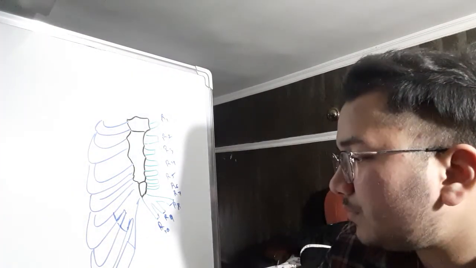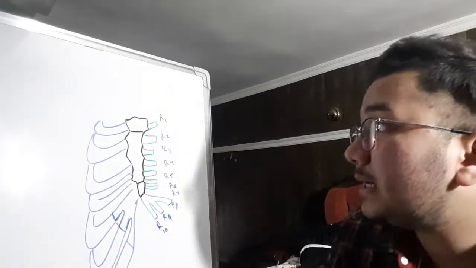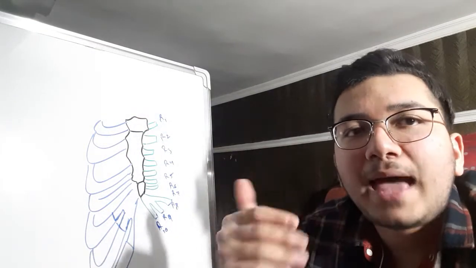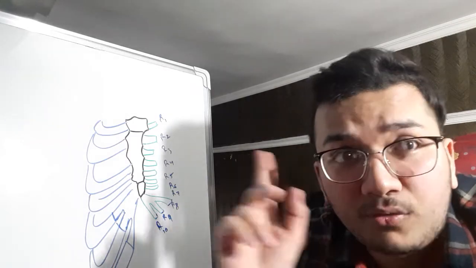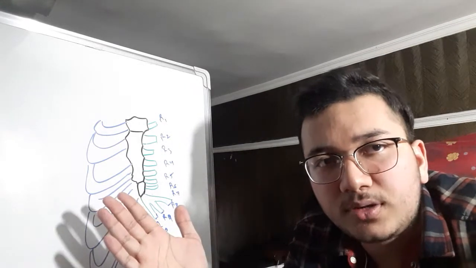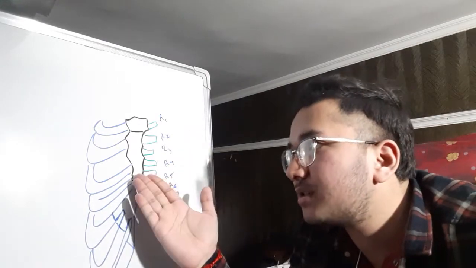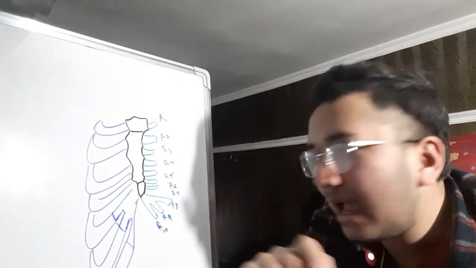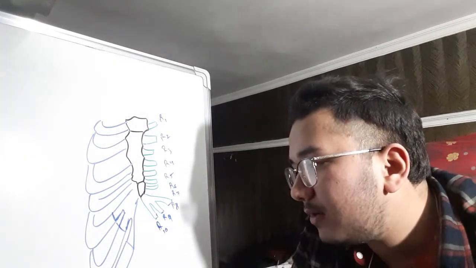Okay, so let's continue. We have 12 pairs of ribs. Rib 1 to rib 10 are joined with the cartilage, and the cartilage is further joined with the sternum. So that's how we form the pleural cavity. Also we have rib number 11 and rib number 12.